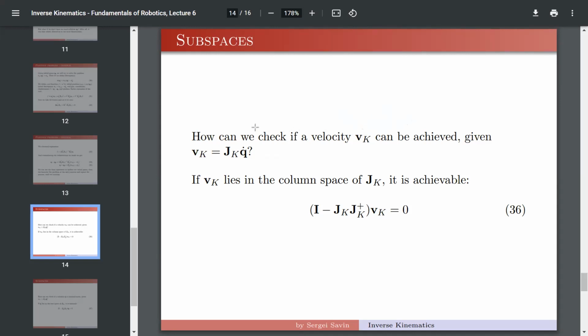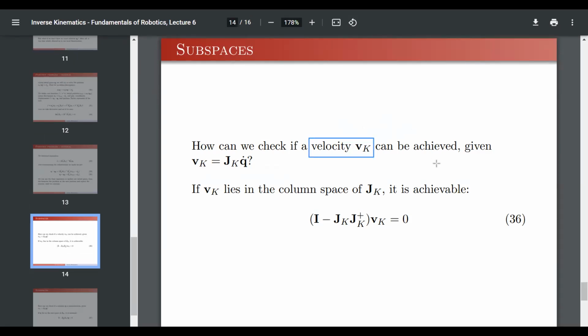So how can we check that velocity v sub k can be achieved? You ask your solver to produce the velocities that you want. How can you check that what you ask is even feasible? Maybe you're asking for too much, right? Maybe what you're asking is impossible. So how can you check that what you ask is actually feasible? Given our standard velocity problem, Vk equals Jk q dot.